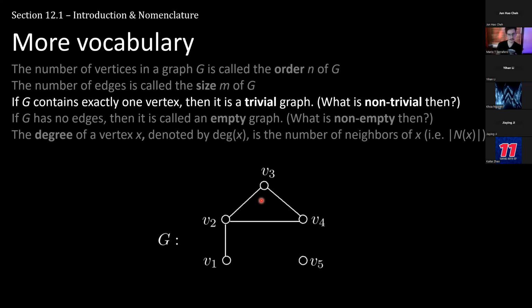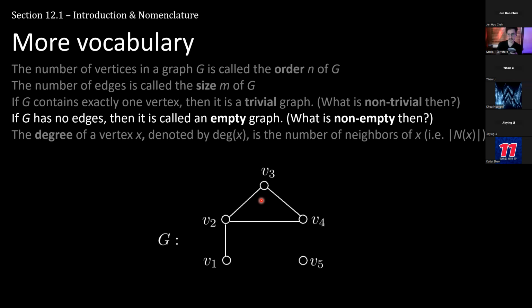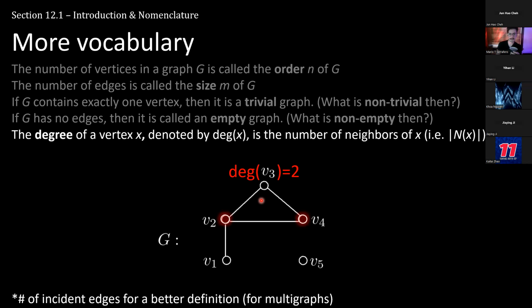If G has no edges, then it is called an empty graph. So again, what is non-empty? It means that it has 1 or more edges. The degree of a vertex x, denoted by degree of x, is the number of neighbors of x. So you can think of it as the cardinality of the neighbor set. So for example, V3 has a degree of 2 because it has 2 neighbors, V2 and V4.